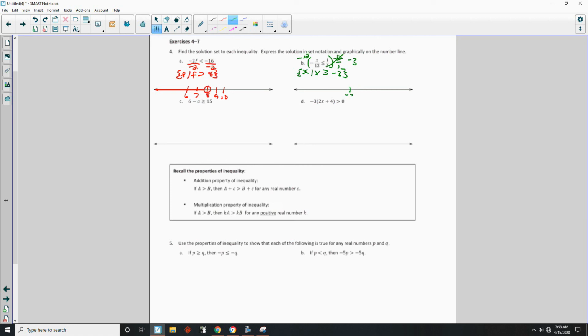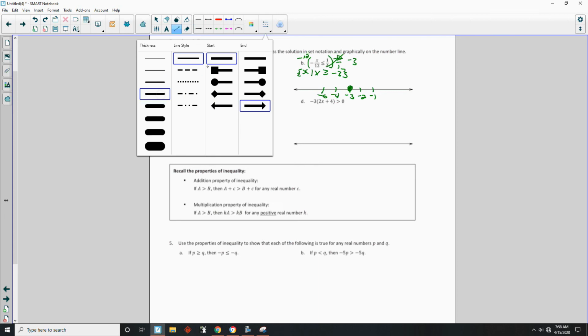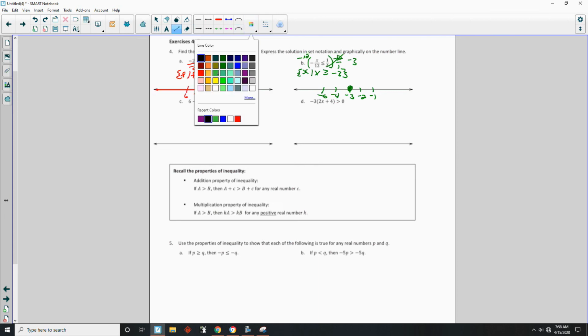So my solution is -3, -2, -1. I'm just making my number line, a couple of values on both sides of my solution. It's an equal sign, so my solution gets a shaded dot. Then I draw my solution line, the direction, the color, and voila, there's my answer. All values where x is greater than or equal to -3. Part C.